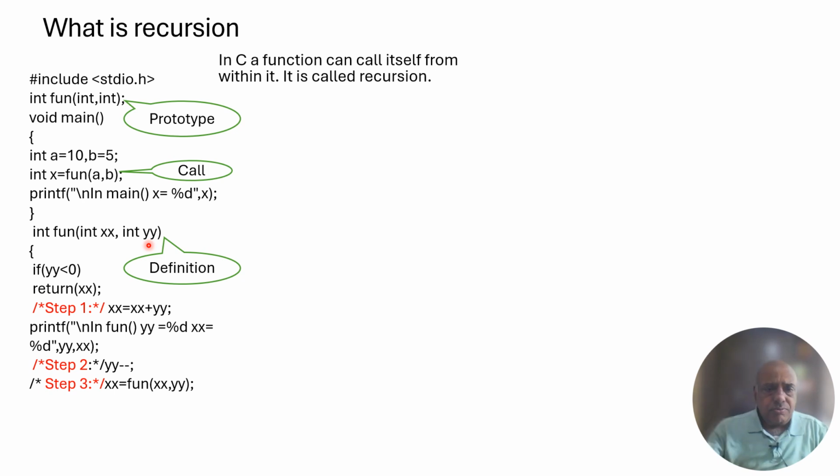Then we call the function again. Look into fun itself: we are calling fun, but with modified values of xx and yy, where yy is decremented in every function call. So after 5 calls, yy will become 0 and then it will become -1, and only then will the function recursion stop.